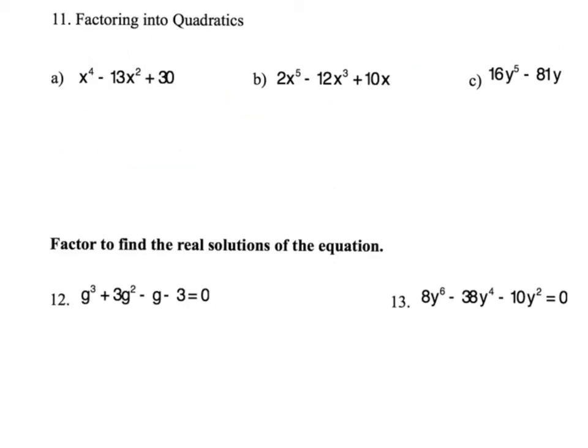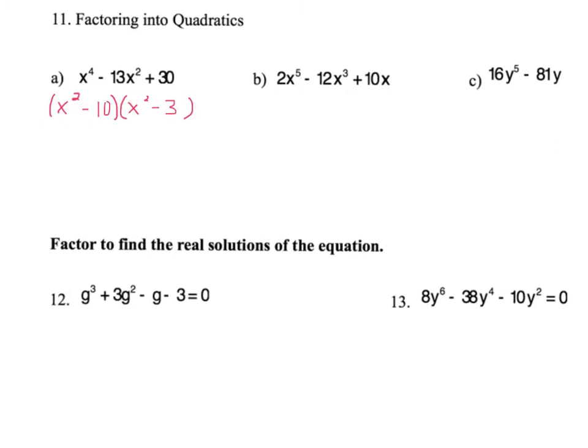In number 11, we're going to first factor into quadratics, which means that your factors will have x squareds in them at first. So if we look at x to the 4th minus 13x squared plus 30, we're going to factor it just like normal, except instead of just having x's, we're going to have x squareds, since x squared times x squared gives you an x to the 4th. So now we want to think of two numbers that multiply to 30 but add to negative 13, and that would be a negative 10 and a negative 3.